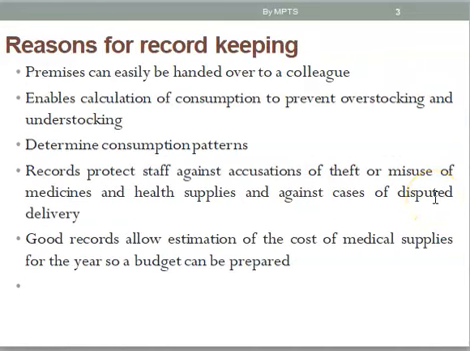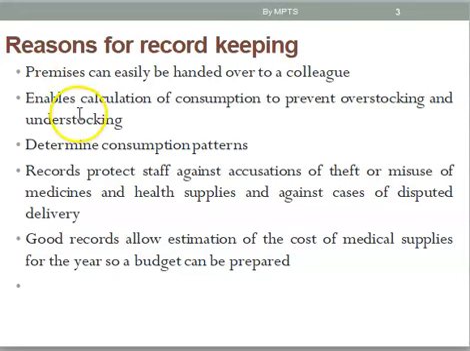Reasons for proper record keeping, because we are saying that in inventory management, accurate and proper record keeping is very important. Of course, if you have proper records, stock can easily be handed over to a next colleague. I left these cartons of any drug, maybe you can say artesunate, so I've left it there because the records are showing.